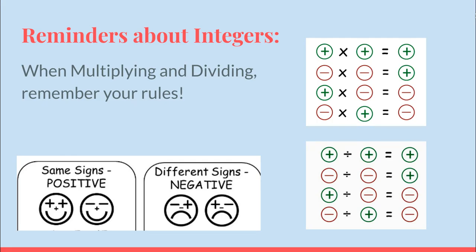Remember, when you're multiplying and dividing, you need to remember your set of rules. And so if you are multiplying or dividing with the same signs, two positives or two negatives, those will end up being a positive answer. If you are multiplying or dividing with different signs, so one positive and one negative, your answer is going to be negative.